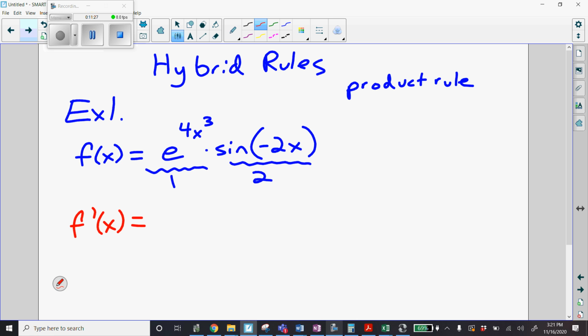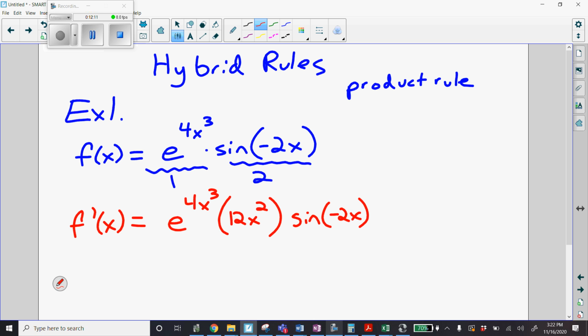I'm going to start with the derivative of the first. Derivative of e to the 4x cubed, I know is e to the 4x cubed times 12x squared. That is the derivative of the first. What a lot of people do is then they go to that derivative of the second. That's not the product rule. The product rule says we do the derivative of the first. So this is the derivative of the first right here. And it included this chain rule. So derivative of the first, now I have to multiply by the second. Not the derivative of the second, but the second. So I have to then multiply by sine of negative 2x.